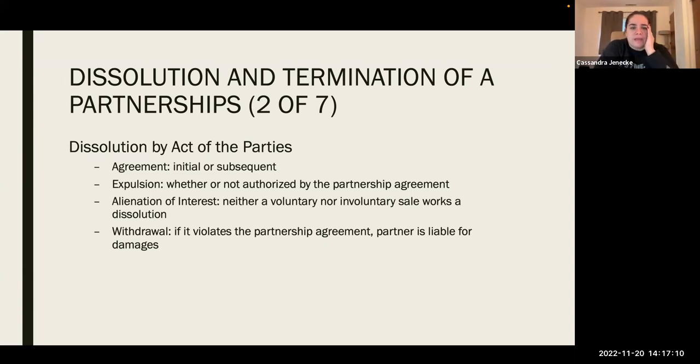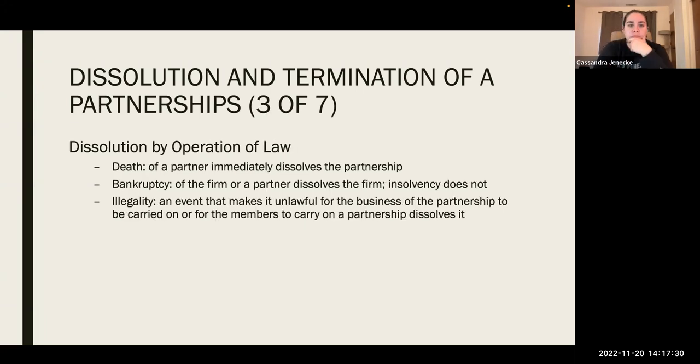And then if a person withdraws from a partnership, that has to be done consistent with the partnership agreement. If it's not done consistent with the partnership agreement, then the partner who is withdrawing is going to be liable for any damages that the partnership suffered as a result of their violative withdrawal. Another way to dissolve a partnership is by operation of law. So death of a partner immediately dissolves the partnership. Bankruptcy is going to dissolve the partnership, and it's bankruptcy of the partnership or of the partner.